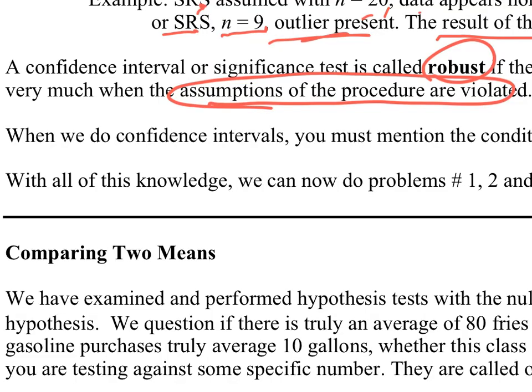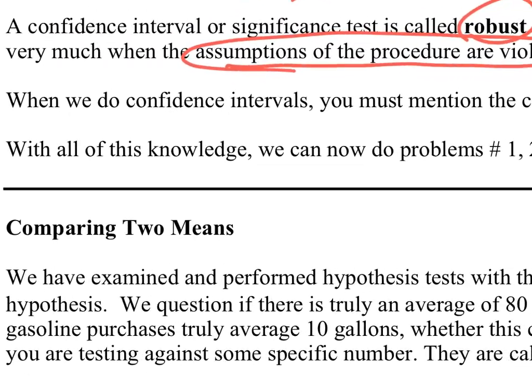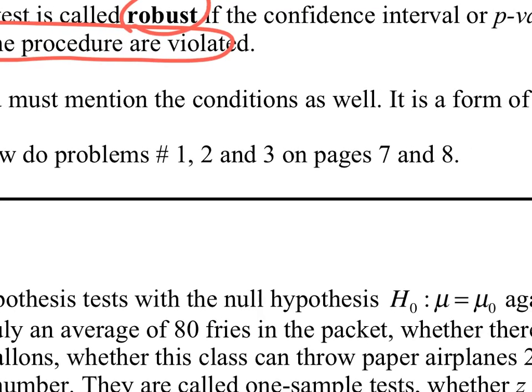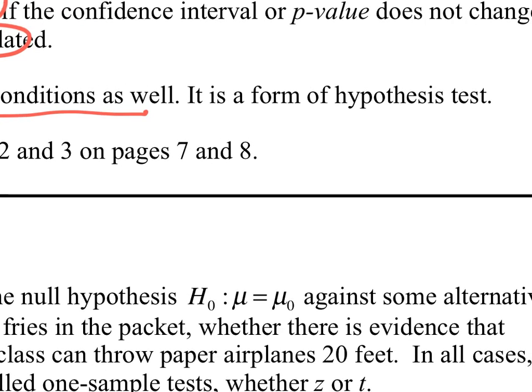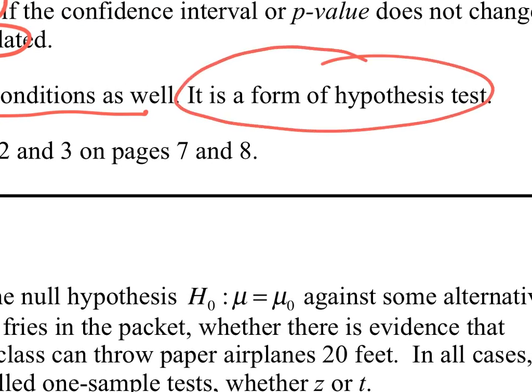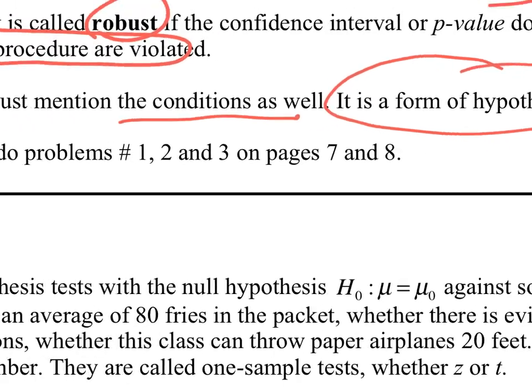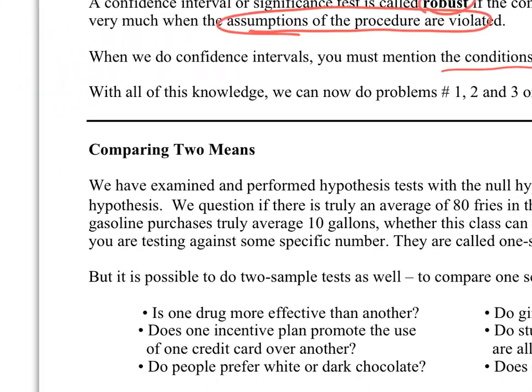You know, when we do confidence intervals, you must mention the conditions as well. Why? Because it is a form of a hypothesis test. I've told you that. How many times did I say, wow, that confidence interval actually gave us the same conclusion as our hypothesis test, remember? Now, we could go on to comparing two means and talk about the new formulas, or we can move on and do a practice problem.